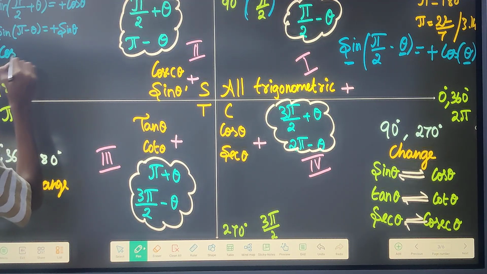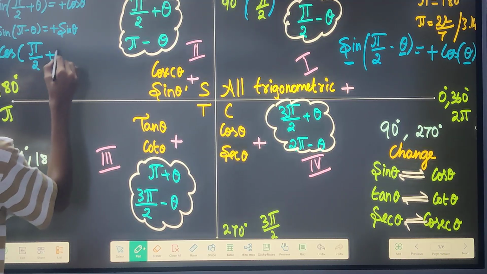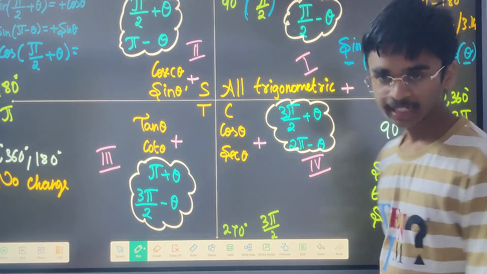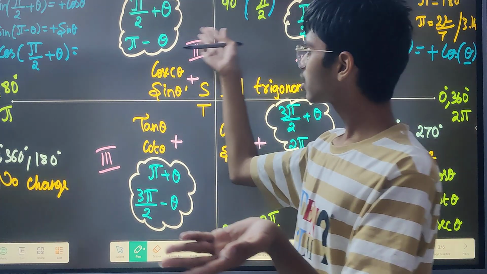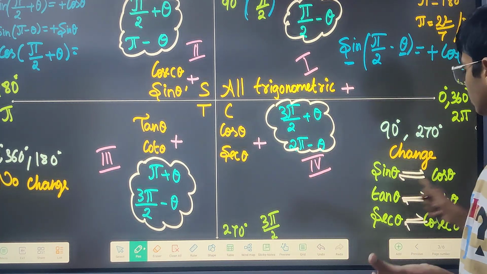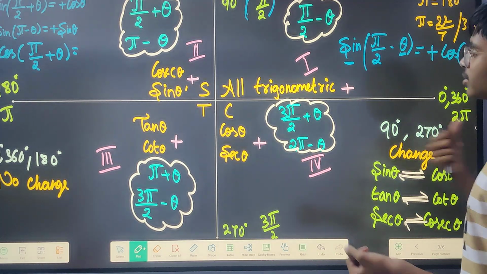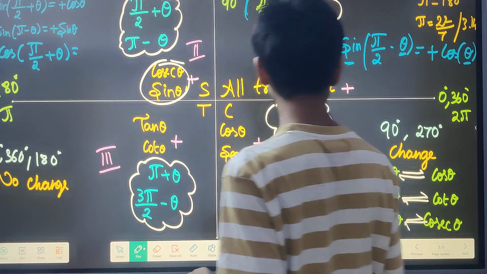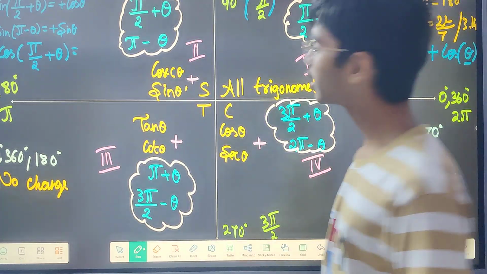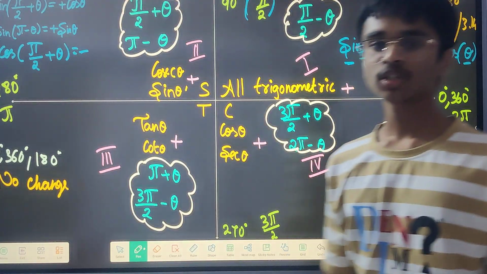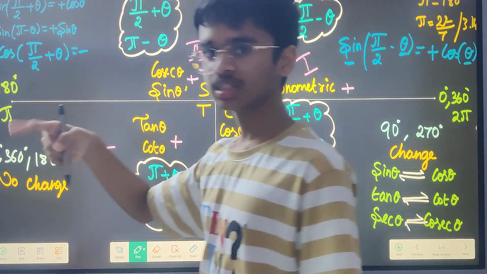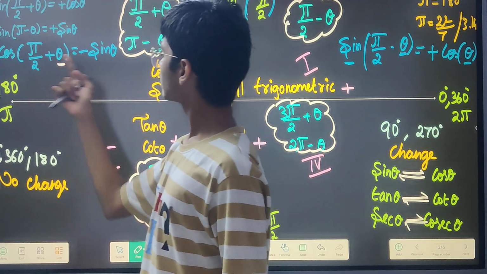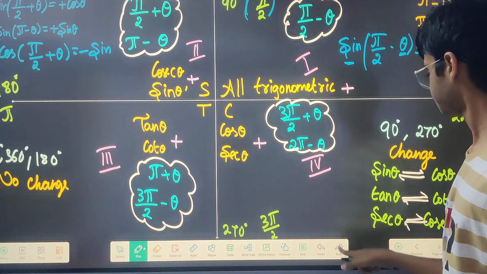So for cos of pi by 2 plus theta, what is it going to be? Pi by 2 means 90 degrees, so it is going to change. Cos will be changed into sine, and sine will be changed into cos. Before that we have to see whether it is positive or negative. Here only cosec and sine theta are positive, not cos theta, so it is going to be negative. Then cos changes into sine theta. Whatever the angle is over here, you have to write it just like that.